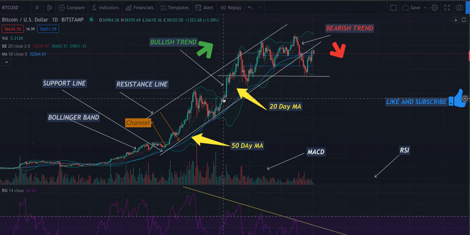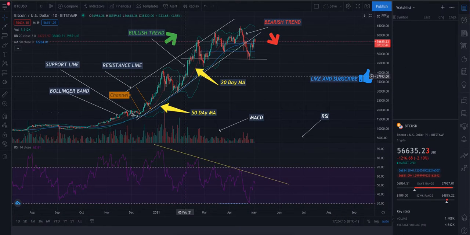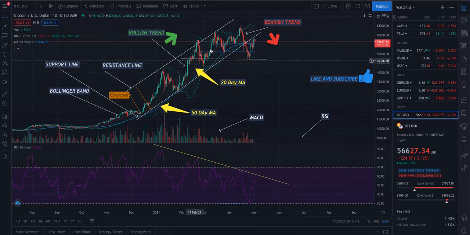Now looking at the broader picture, you can see that it's respecting these trend lines. So this is a good guide to see which way the price is going. You can see it's going upwards. Upwards means bullish trend. Yeah, so if it's going up, it's in a bullish trend. Now when the price is going lower, that's known as a bearish trend.